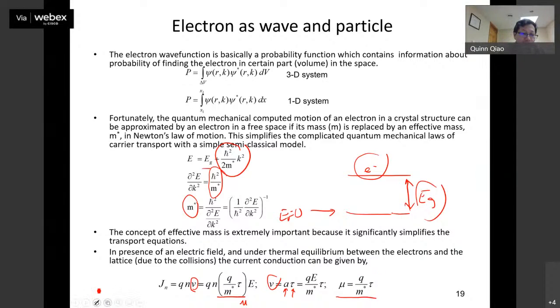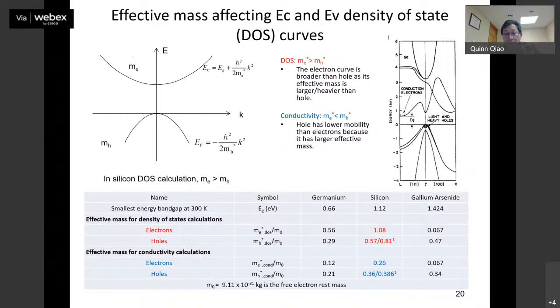You can use these to figure out how to find the current density, how to find the mobility, and also how to find the velocity of these electrons. Any questions here? If not, let's move to the next slide.